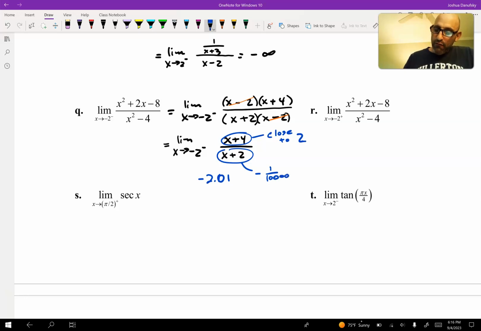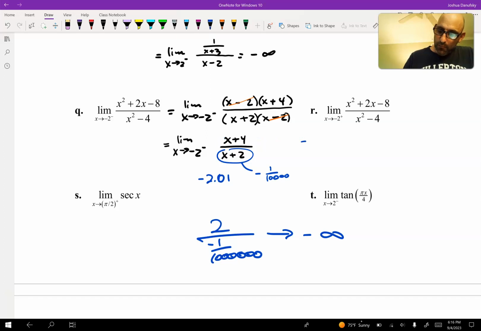So now we have a positive constant on top, and we have negative close to 0. Do you remember what that's going to give you? A positive constant over negative close to 0, multiplied by the reciprocal, you are approaching negative infinity. So that's what we get for this one. It does come with some practice. At first, the logic is kind of slippery, but you play with it for a little bit and you get there.